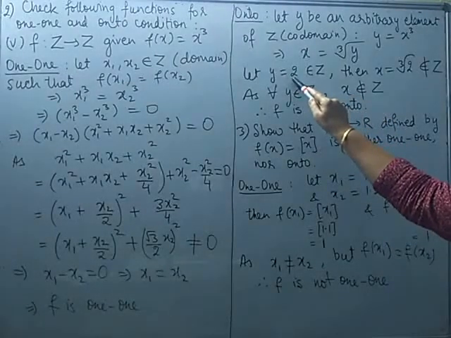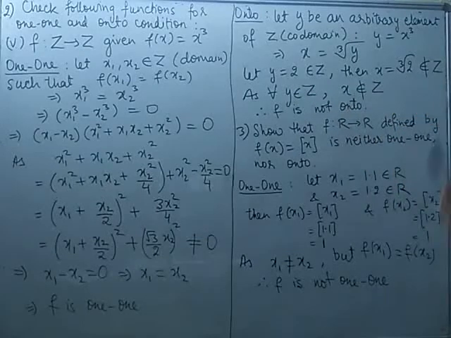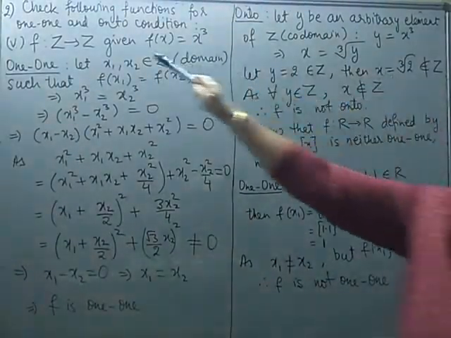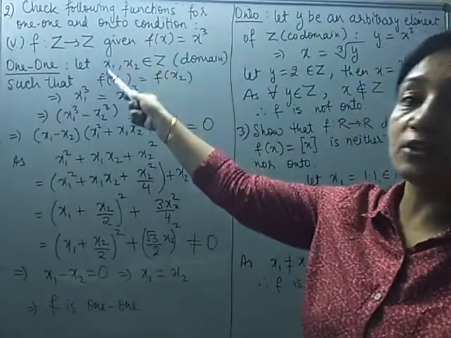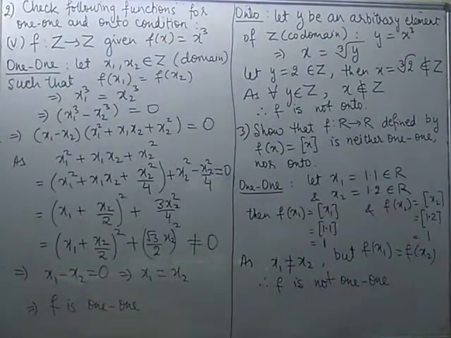If we take y equal to 2, which is an integer, x comes out to be cube root of 2, which is not an integer. So there are many integers in the codomain which are not images. Understood? So the function does not become onto.